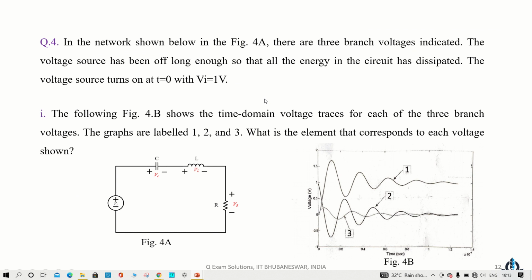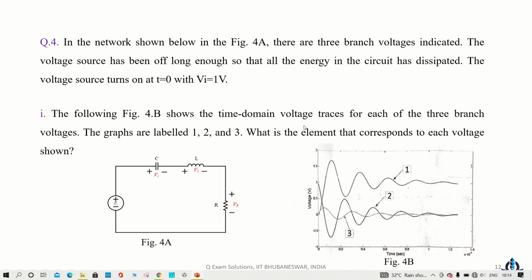This is the last question of the network. Here it is asking: in the network shown below in figure 4a, this is 4a, there are three branch voltages indicated. The voltage source has been off long enough so that all energy in the circuit has dissipated. The voltage source turns on at t equal to 0 with V1 equal to 1 volt. Here the voltage is given as 1 volt, and it is asking about the following figure 4b, this is figure 4b.